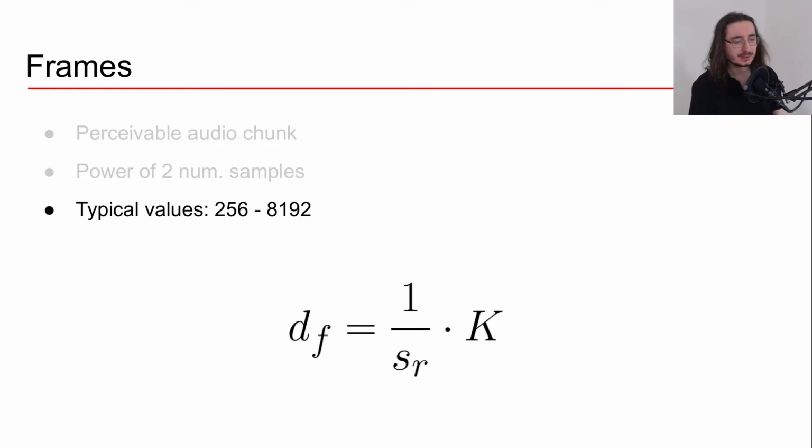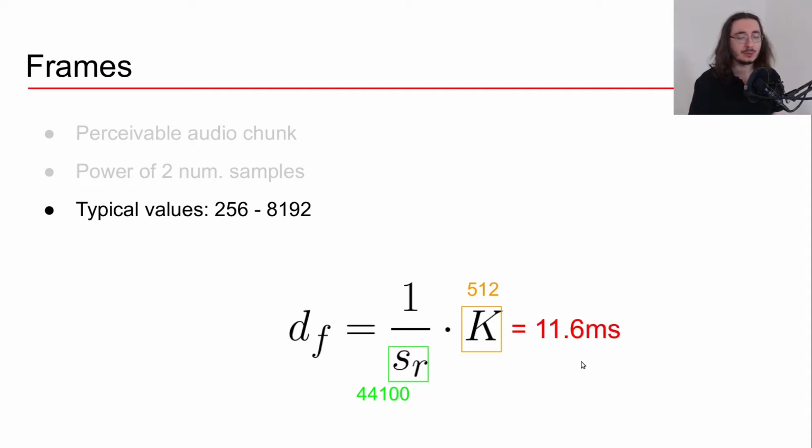Okay, so now let's plug in some usual numbers. We can plug in 44.1 kilohertz for the sampling rate, which is a totally normal sampling rate. And then we plug in 512, which is a totally normal frame size at this sampling rate. And we get the duration of a frame to be around 11.6 milliseconds, which is just above the human hearing time resolution, which is around 10 milliseconds.